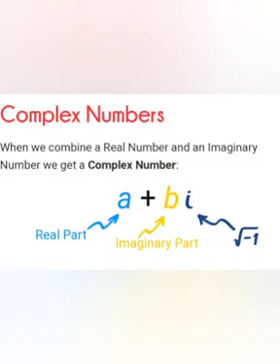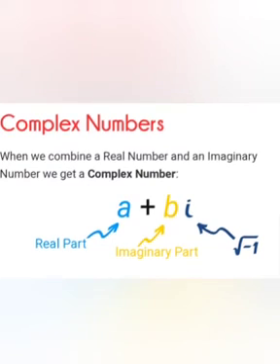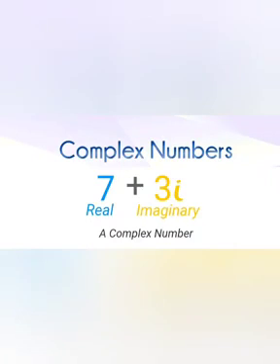Or we can say a number of this form, a plus b iota, where a is called the real part and b is called the imaginary part. Iota is equal to square root of minus 1 and is called the imaginary unit. Thus any number of this form, or any number that we can put in this form, is called a complex number. Let us take an example. We have 7 plus 3 iota. Here 7 is called the real part and 3 is called the imaginary part of this complex number.